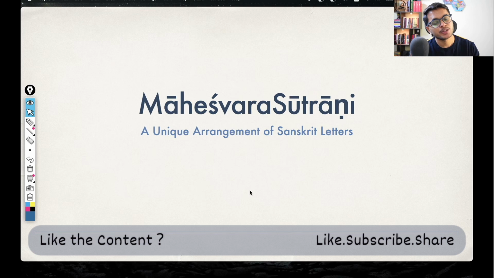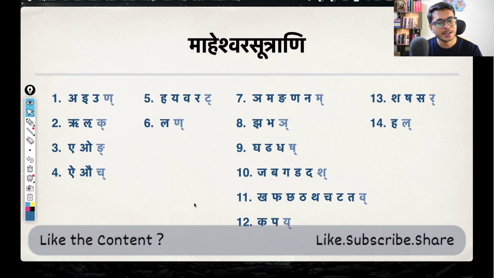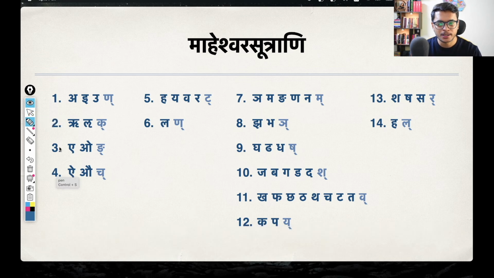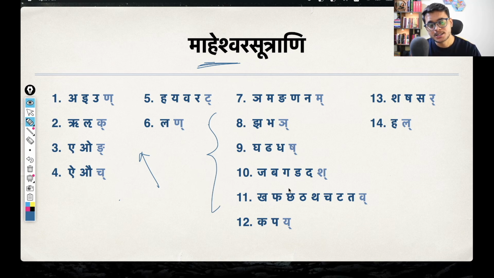Okay, so Maheshwar Sutrani, a very unique arrangement of Sanskrit letters. Why I say so is because these are all the 14 Maheshwar Sutras, as you can see. I have numbered them 1, 2, 3, 4 till 14. On a very first look, you can see these are all the different letters of Sanskrit language, but they are arranged in an order that is quite peculiar, quite random, because in school we are taught a, i, u. And even the consonants are taught to us like ka, kha, ga, gha, nga, cha, chha, ja, jha, nya.